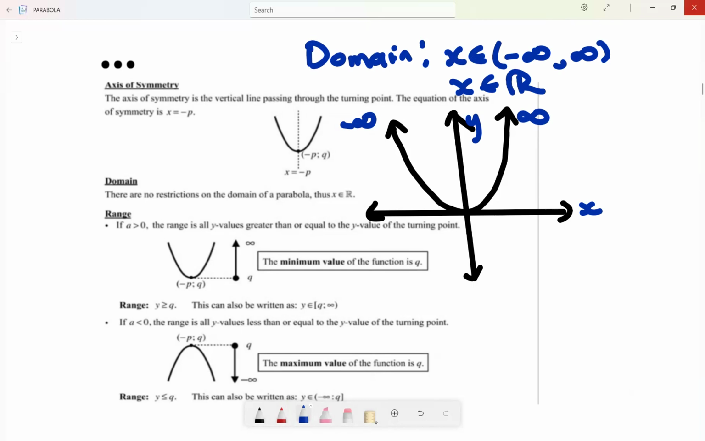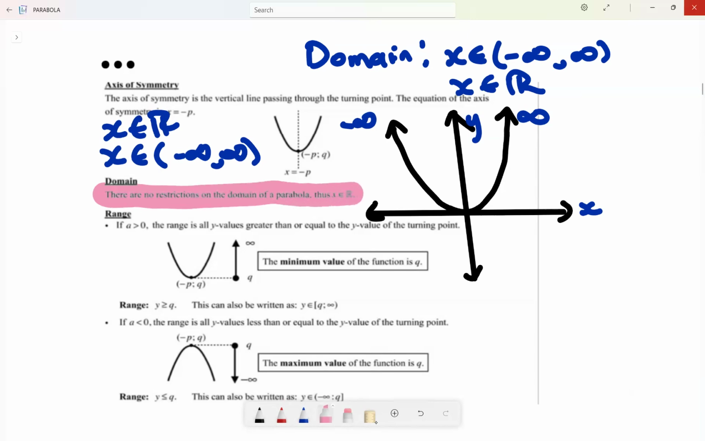All the parabolas are going to have this shape. So the domain of a parabola is always x is an element of negative infinity to infinity, which is basically the same as x is an element of real numbers. There is no restriction on the domain of a parabola. Thus, x is an element of real numbers, exactly what I've just explained.